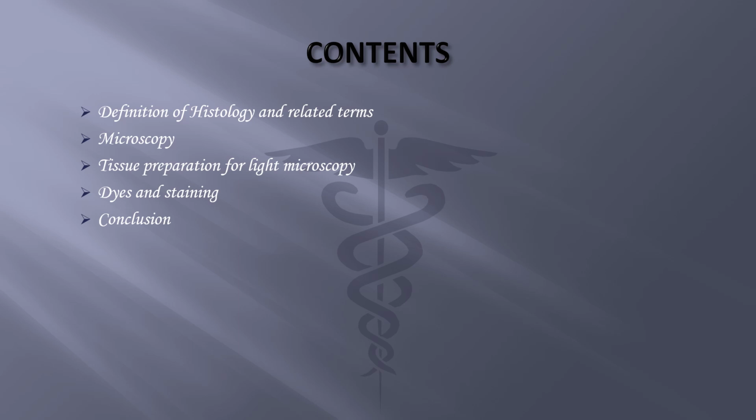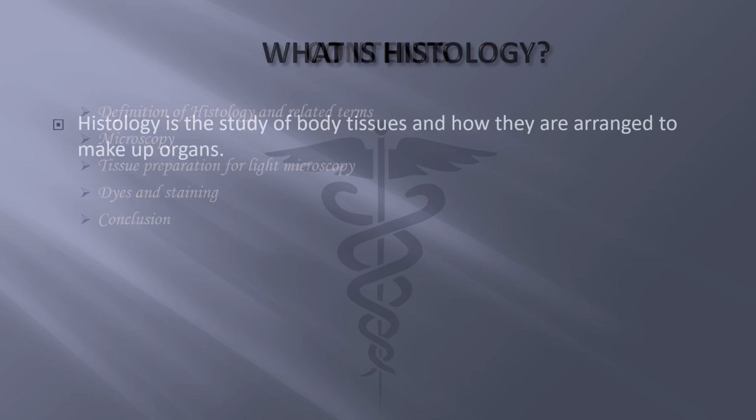So these are the contents of our video. There's definition of histology, microscopy, tissue prep, dyes and staining, and then a tiny conclusion. What is histology? This is probably the question that is in everybody's minds right now. So histology is the study of body tissues and how they make up organs, all right? How they are arranged to make up organs. Okay, that is histology, the study of body tissues and how they are arranged to make up organs.